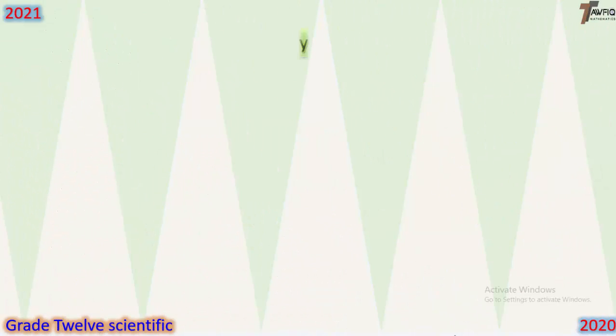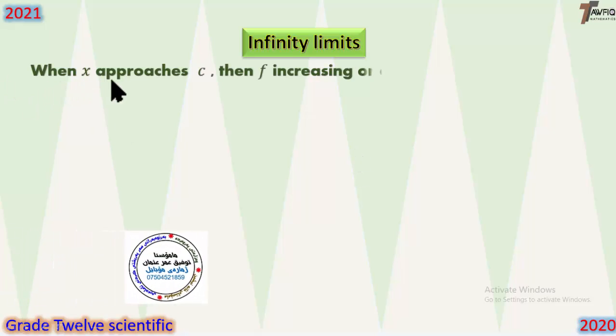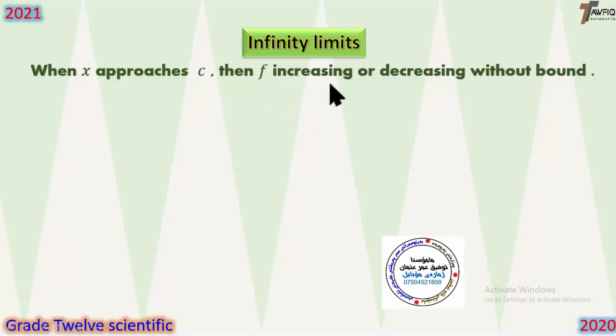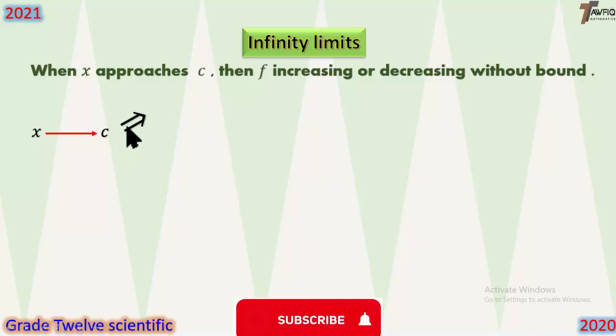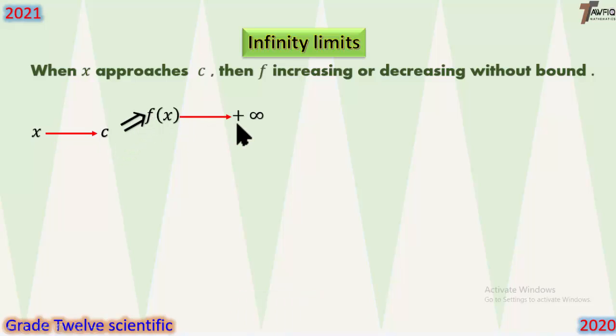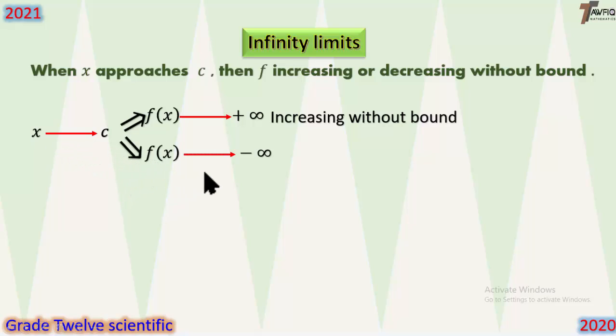Infinite limits. When x approaches c, then f of x is increasing or decreasing without bound. That means when x approaches any number like c, f of x approaches positive infinity, increasing without bound. Or when x approaches c, f of x approaches negative infinity, decreasing without bound.